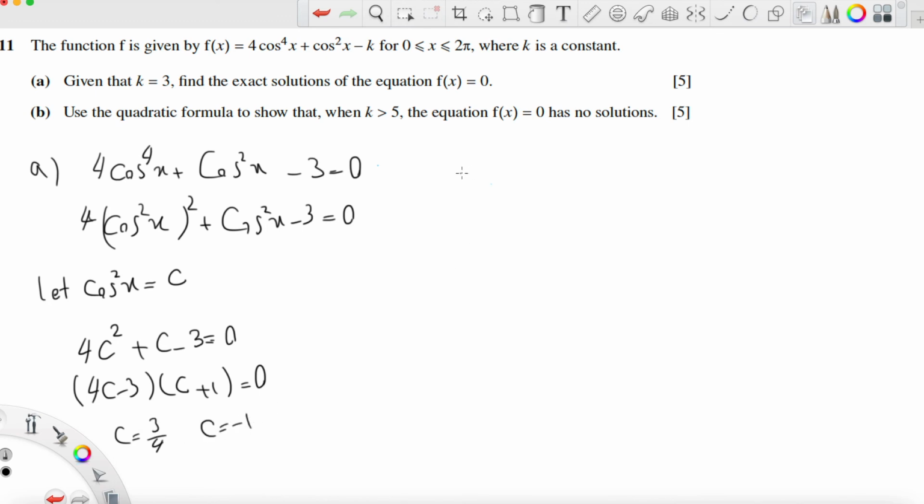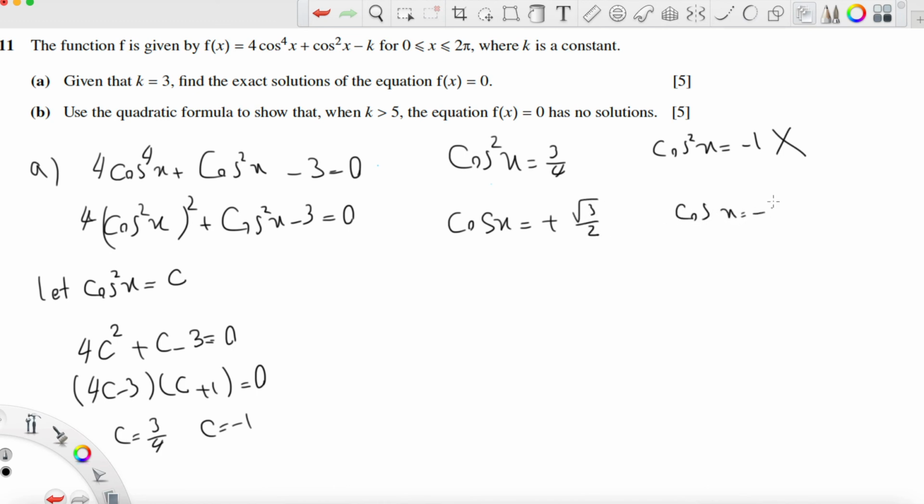So we have 2 equations to solve. I replace back cosine squared of x, which is c. One is 3 over 4. The other, cosine squared of x, is negative 1. As the square of no number gives you a negative value, it doesn't give you any answer, so we do this one. So we take the square root. So cosine of x will be, once, positive root 3 over 2 and once negative root 3 over 2.